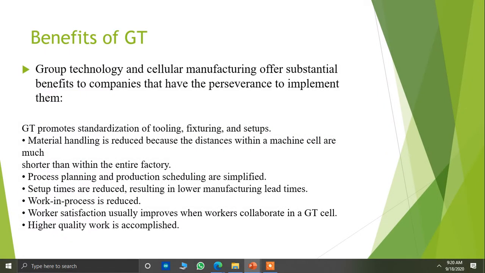So what benefits do you get out of GT? Okay, it has plenty of advantages after it is implemented. First thing is it will promote standardization of tools and fixtures and setups. For example, I'll give you one more good example. For cutting down a jeans fabric, what type of blade or what type of tool do you use for that particular thing? At the same time, for cutting down the linen fabric, what kind of tool do you use? For cutting down the silk fabric, what kind of tool do you use?